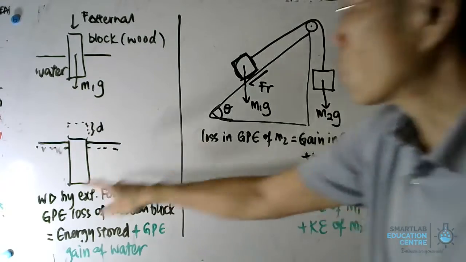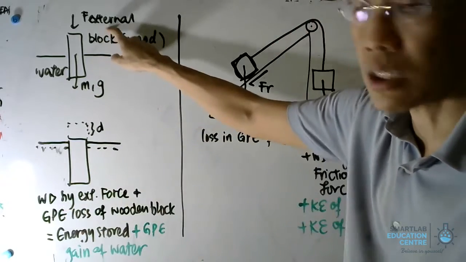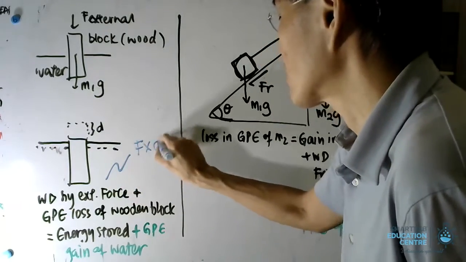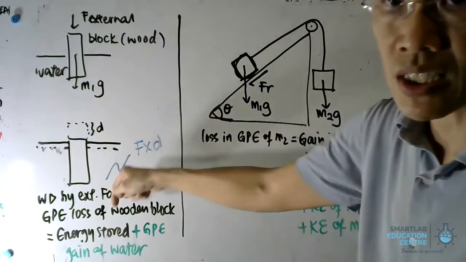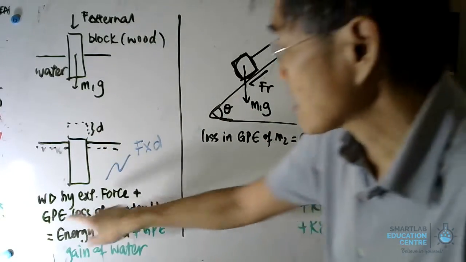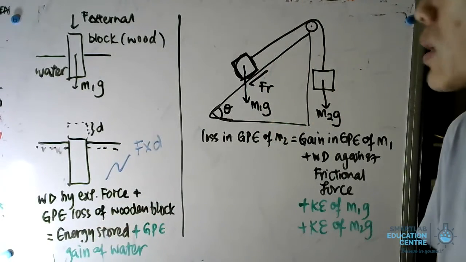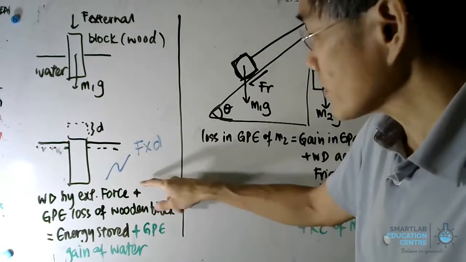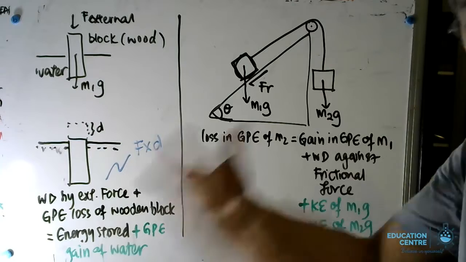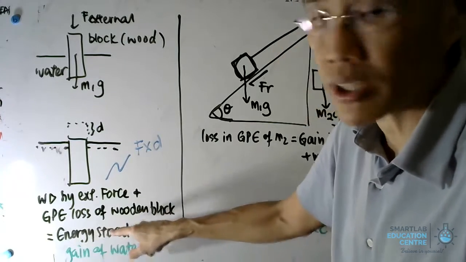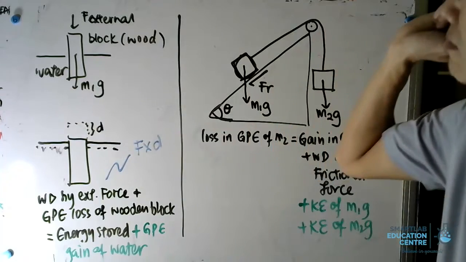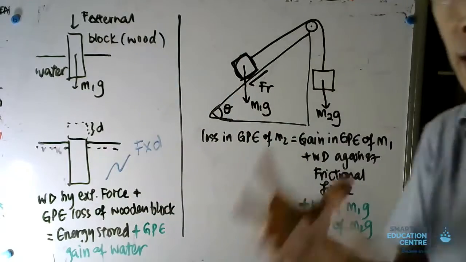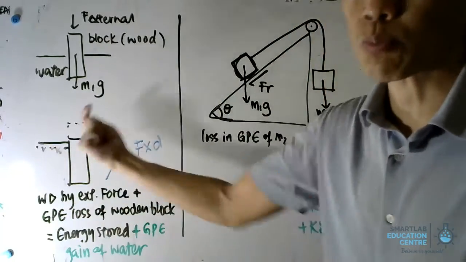The work done by the external force, which is your F external, will be F times d, because d is the distance traveled in the direction of the force, plus the GPE loss of the wooden block, because the gravitational potential energy has decreased. These two, when added together, is the energy that's translated primarily to the energy stored, because the very moment you release your external force, the block will bounce up. That is because of the upthrust, or the buoyant force, that's pushing it up.